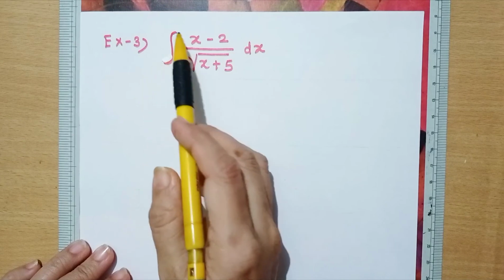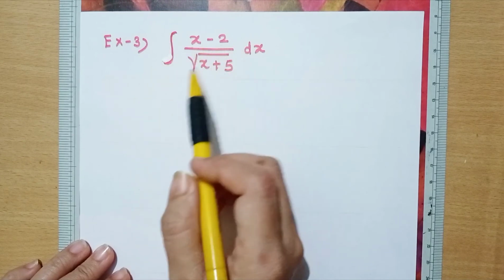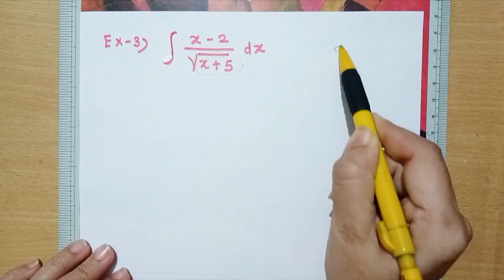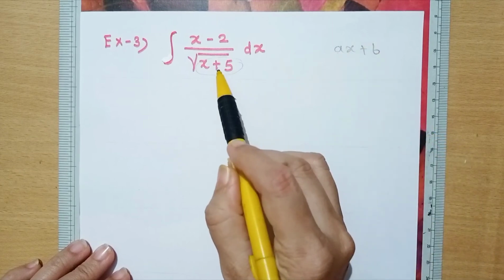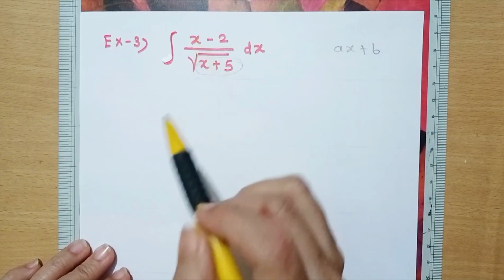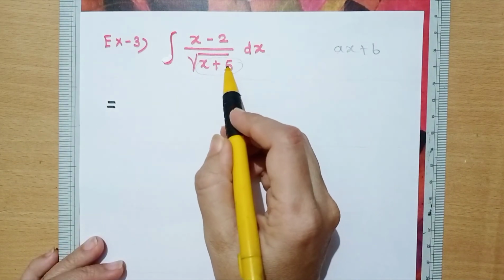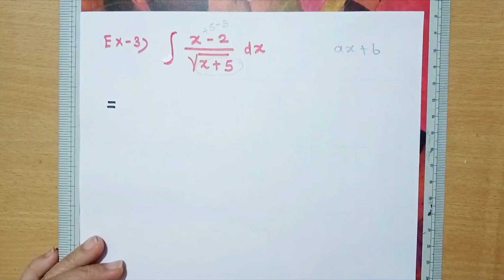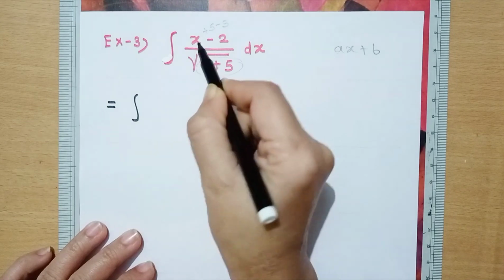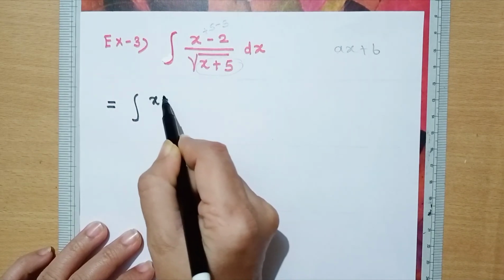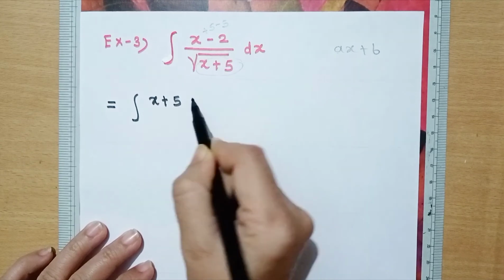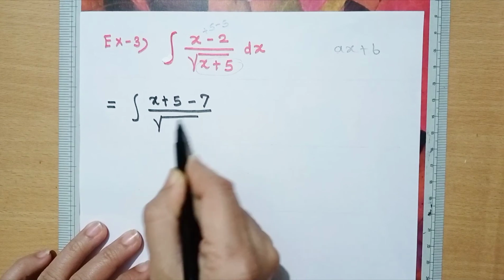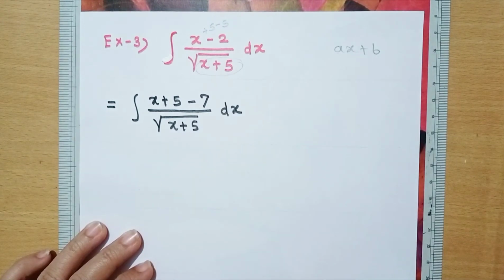This is our third example. Integration of x minus 2 upon root x plus 5 dx. Now this term is in the form ax plus b. So we will adjust this denominator in the numerator also, and so I will add and subtract 5. So here plus 5 minus 5. So again we get integration of x plus 5 first, then minus 5 minus 2 is minus 7, and upon this denominator, root x plus 5 dx.